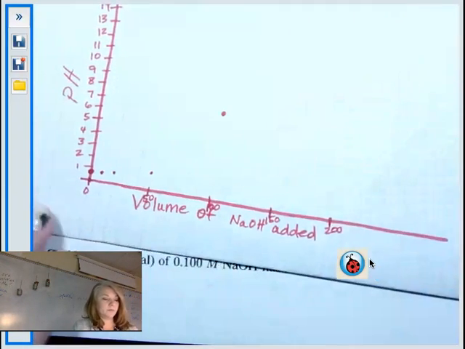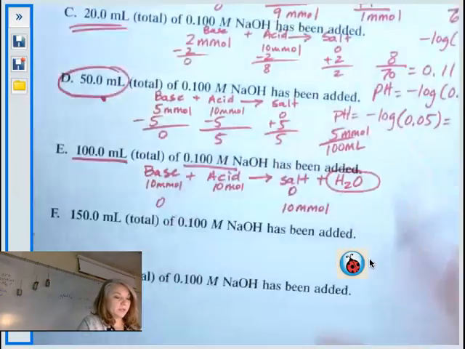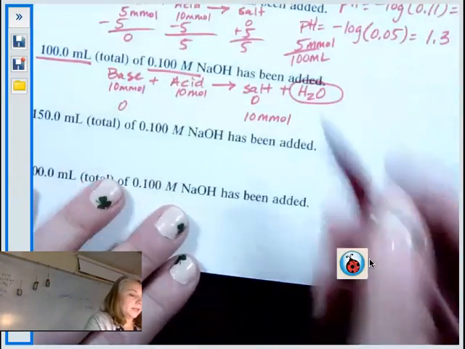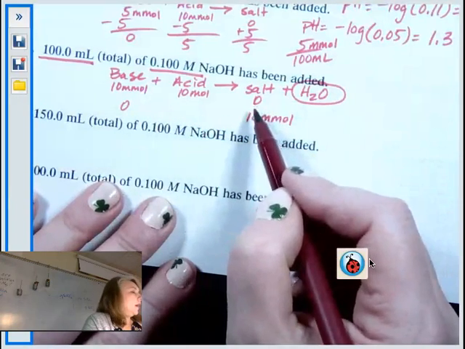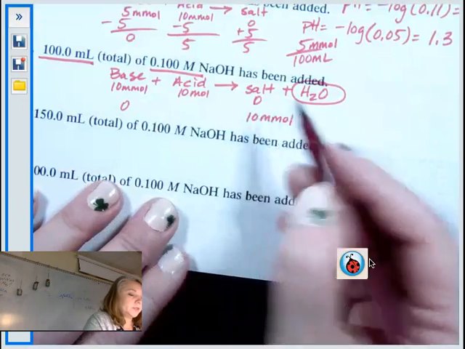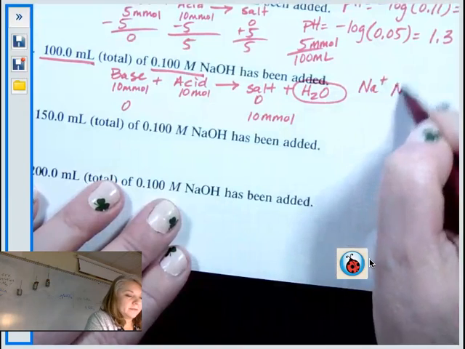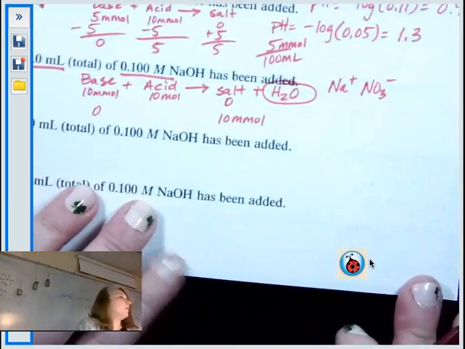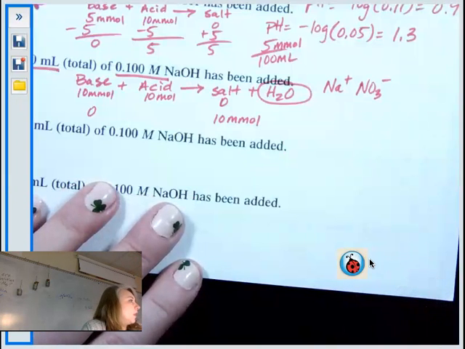Can you show that equationally, like you prove it? That negative log equals. Oh yeah, you want me to finish this out? Sure. Okay, so the only thing here, we have no base, no acid left. The salt doesn't interact with water. The salt was sodium nitrate. Neither one of those is going to hydrolyze water. So the only thing left that is going to affect the pH is water.